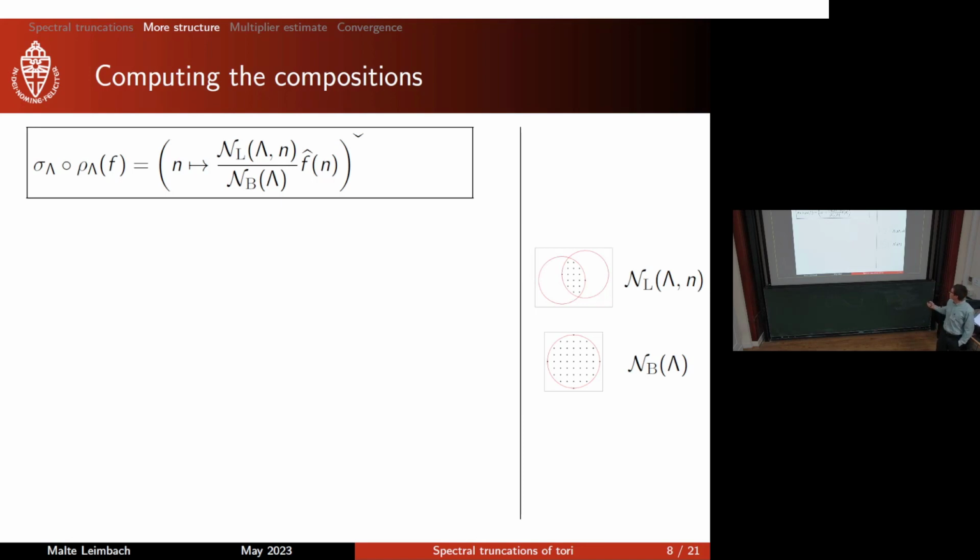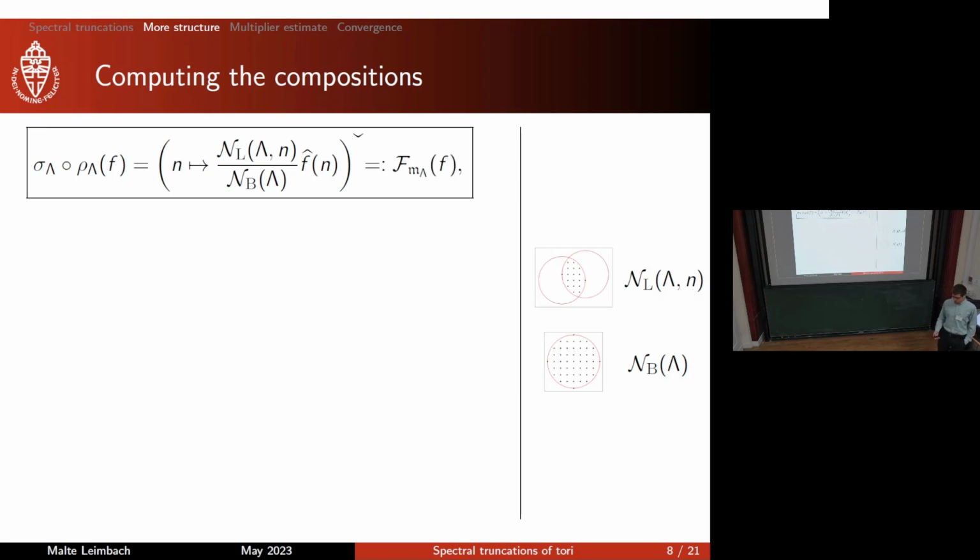So you see that upstairs you take two balls of radius lambda, shift one out by n, and count the lattice points in the intersection. And downstairs, you have this number of lattice points in the ball that we already saw. That's just what you get if you compute this. So, okay.